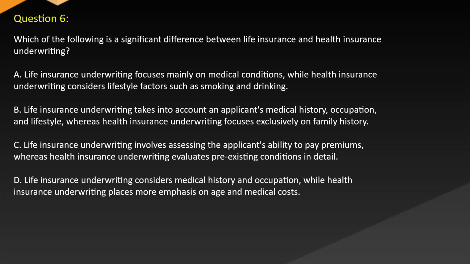C. Life insurance underwriting involves assessing the applicant's ability to pay premiums, whereas health insurance underwriting evaluates pre-existing conditions in detail. D. Life insurance underwriting considers medical history and occupation, while health insurance underwriting places more emphasis on age and medical costs.